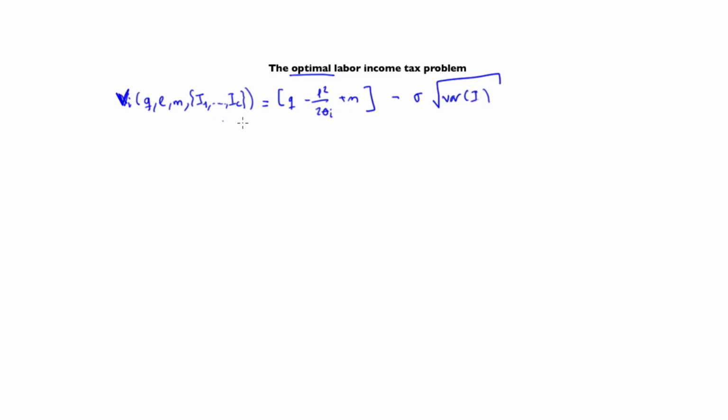Let me use a different index so it's not confusing. So it's the variance over the i's, where sigma is a constant greater than or equal to 0. And here we can call the first part the basic utility, the U_i term, and this is the inequality preference.